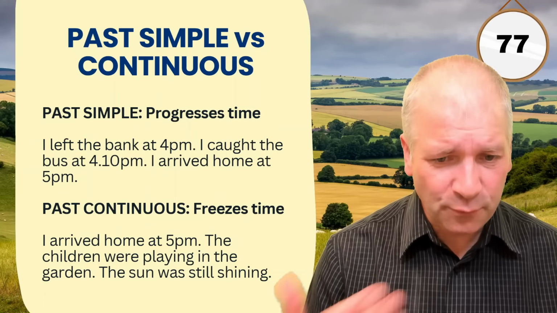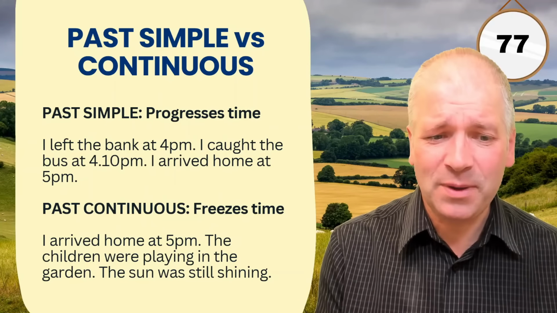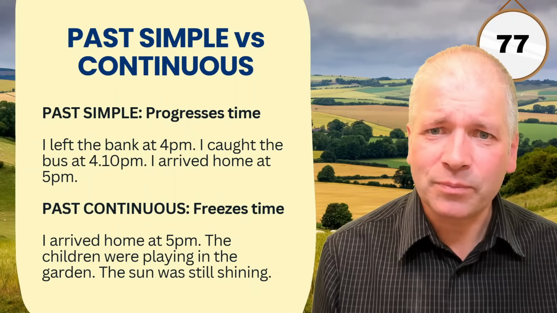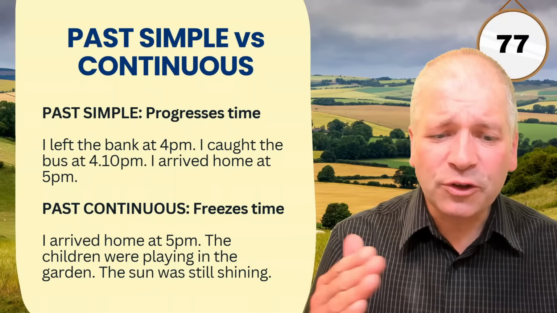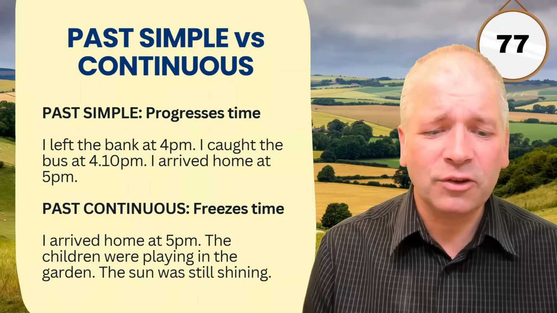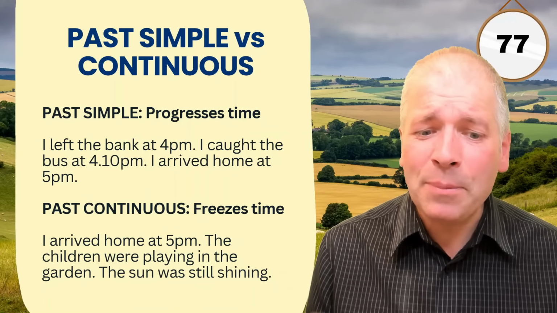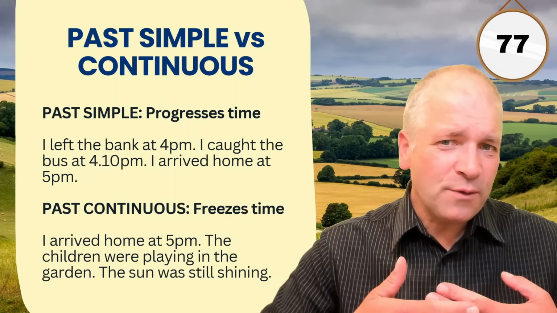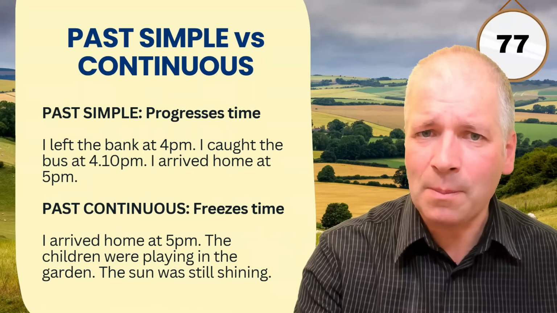I left the bank at 4 p.m. I caught the bus at 4:10 p.m. I arrived home at 5 p.m. The past simple allows progression of time here. But with the past continuous, I arrived home at 5 p.m. The children were playing in the garden. The sun was still shining. So playing in the garden and still shining happens at the same time as arriving home. All of those events happen at the same time because the past continuous does not progress time.